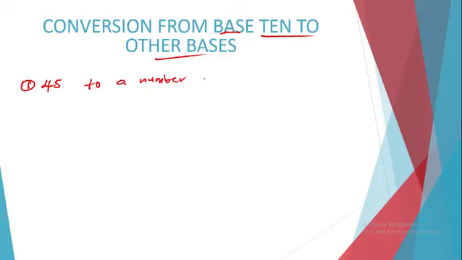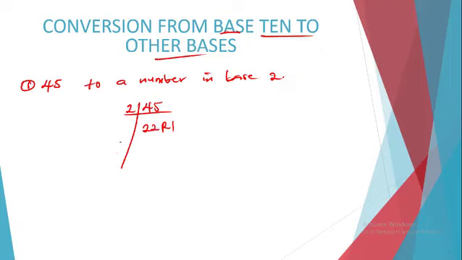We have 45 here. What we need to do here is to divide 45 by 2. We'll continue dividing 45 by 2 until we get to 0. So we have 45 divided by 2. Now 45 divided by 2 will give us what? 22. Remainder 1. Is that correct?